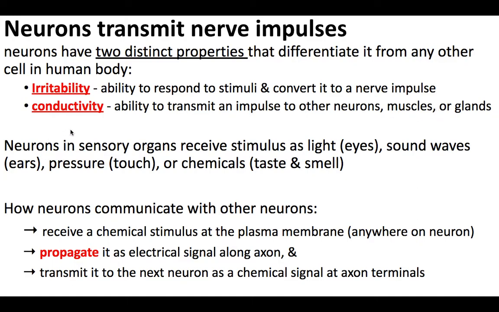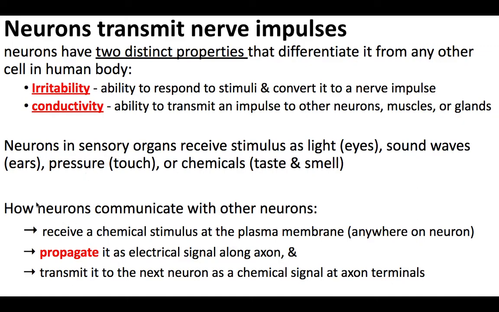Now, a lot of the time the stimulus originates from outside your body, and it comes to sensory organs like your eyes or your ears or your skin or your nose and your mouth. And so neurons in those sensory organs will then convert those signals into chemical signals.